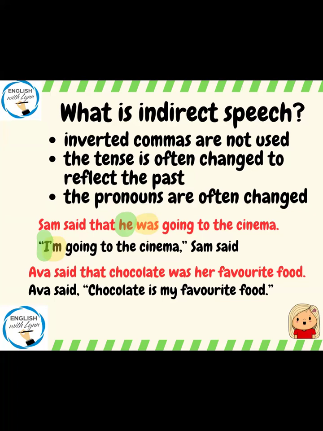Ava said that chocolate was her favourite food. You've got was, that is the past tense. If she is doing it in the direct speech, like at the bottom, Ava said, chocolate is my favourite food. So notice the switch in pronouns again. It was her favourite food, but it is my favourite food if she is saying it. So those are the key differences.